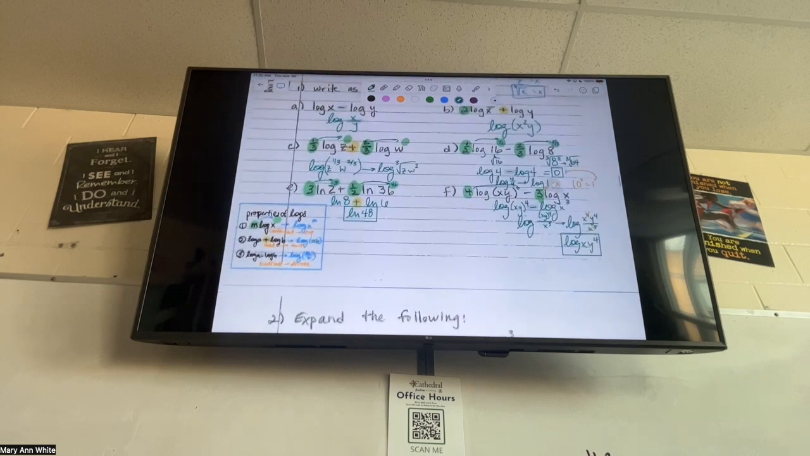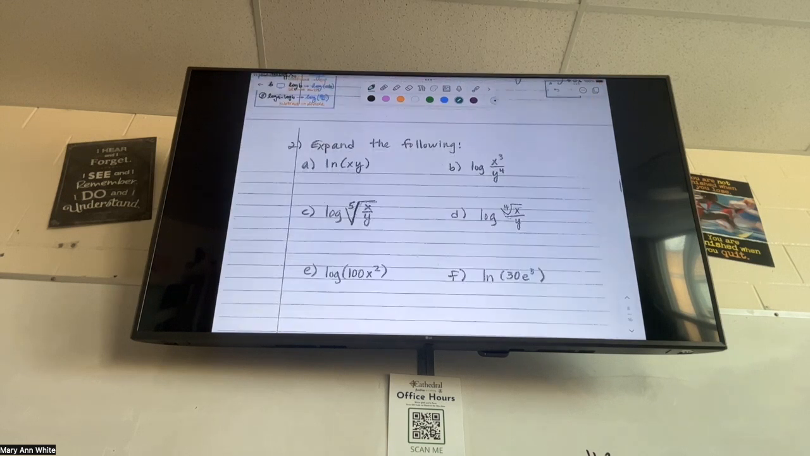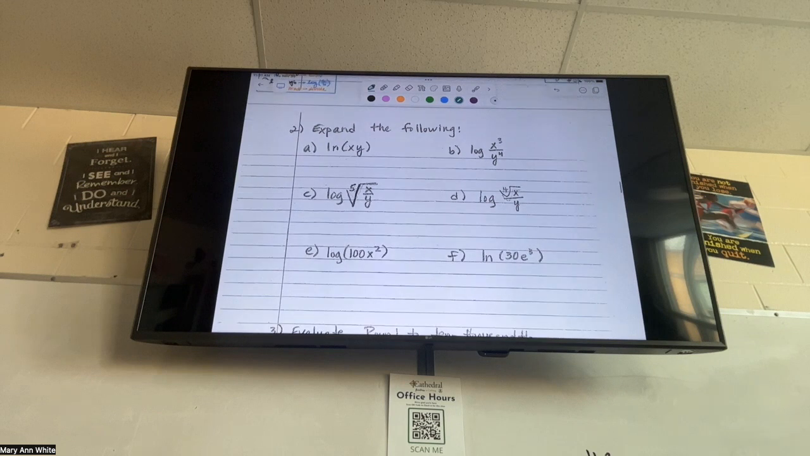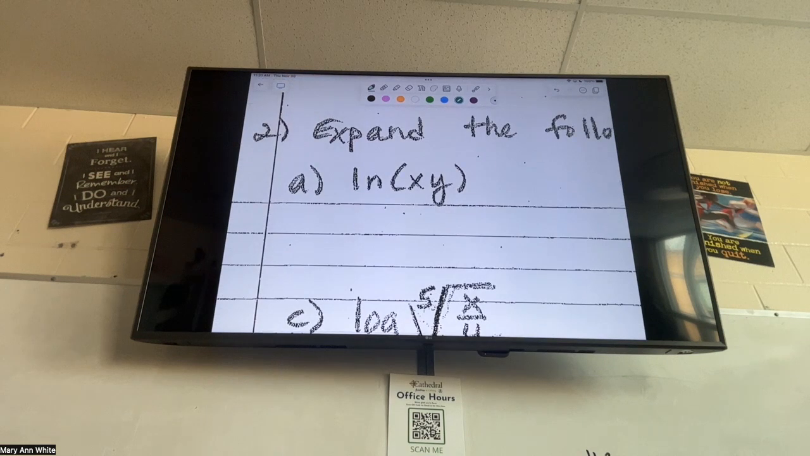Awesome, go ahead and flip your paper over. We're going to go backwards now, so we're doing the backwards of what we just did. Is this stuff that you know how to do? Do you need me to walk you through, or do you have it on your own? Let's do the first one. It was being multiplied, how do I separate it? With a plus. So it becomes ln of x plus ln of y.